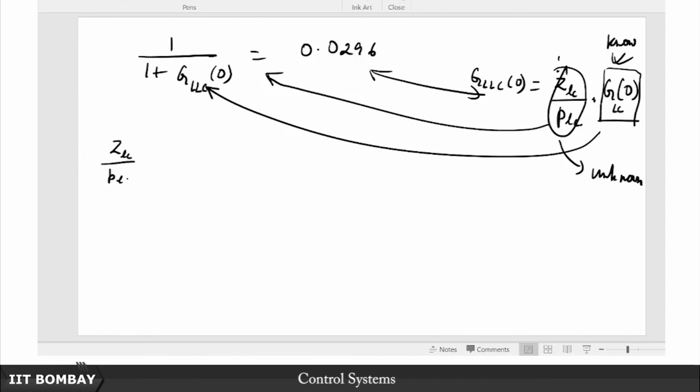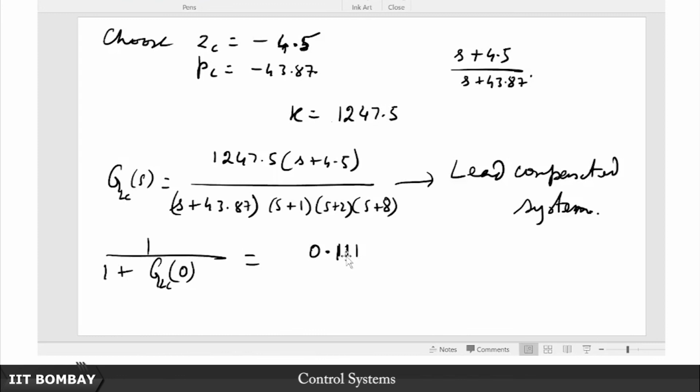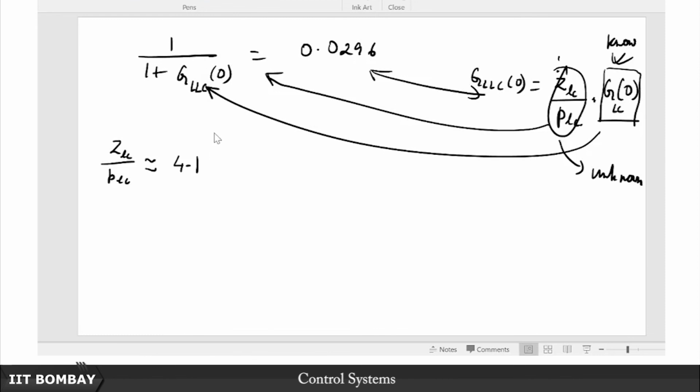So I determine that ZLC upon PLC is almost equal to 4.1 times, and that makes sense, because of course this 1 is there, but if you have to bring it down to 3% from 11%, it's almost a reduction of 4 times. So you have to increase this denominator by 4 times. After a certain point, this 1 doesn't make any difference because this is a very large value. So you increase this by 4 times and this will reduce by 4 times. In order to increase this by 4 times, you multiply it by a factor of 4. Therefore the ratio of the 0 to the pole is 4.